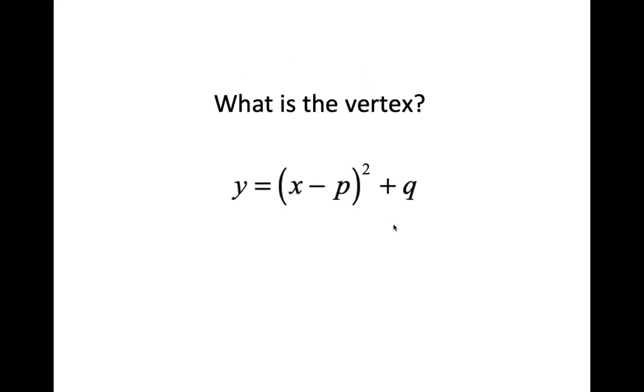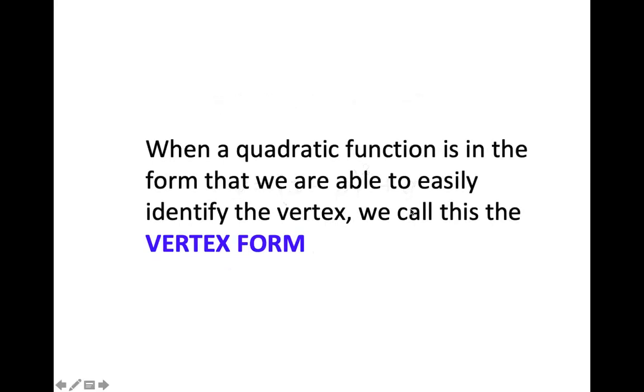So that leads us to the question where we should be able to answer right away. If we think about what's happening in this equation, I'm going to the right p and I'm going up q, which means that the actual new vertex would just be p and q. I often say that finding the vertex is as easy as picking apples off a tree. And in fact, that is why we call this format, this style of writing the quadratic equation, the vertex form, because it's so easy to pull off the vertex from the equation that we see.